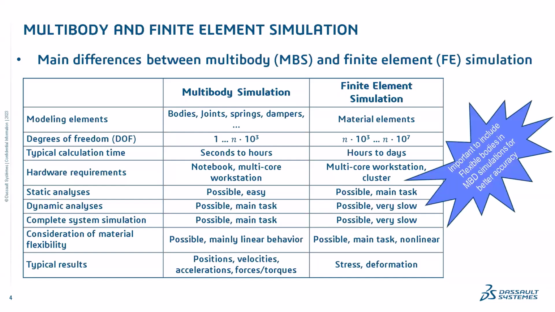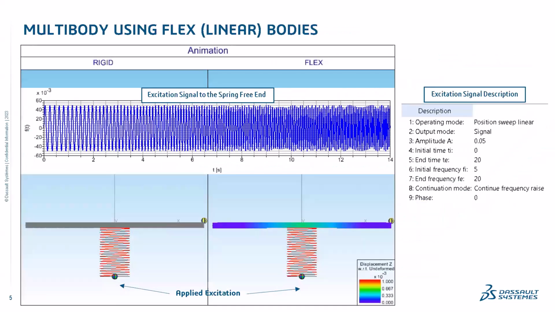Of course, it's really important. So nothing in the real world is fully rigid. So it's quite important to include flexible bodies in MBD simulations for better and better accuracy. Depending upon your scenario, you want to include one or the other body or a combination of bodies as flexible and rigid bodies. So to explain this, I've got a very simple example on my next slide.